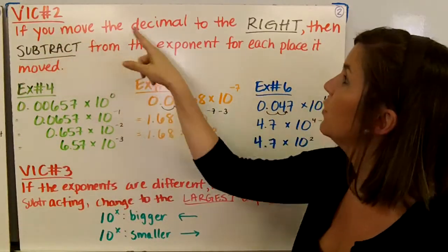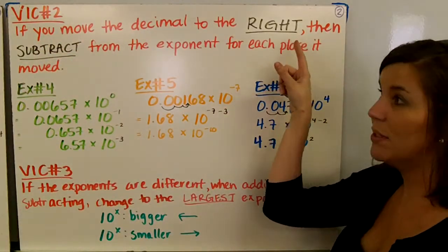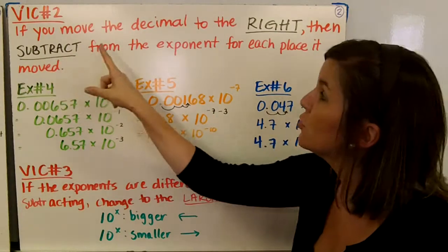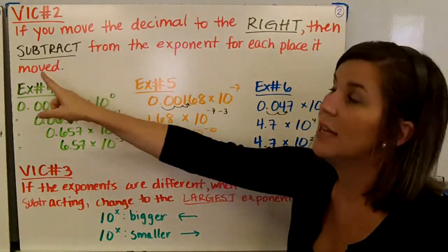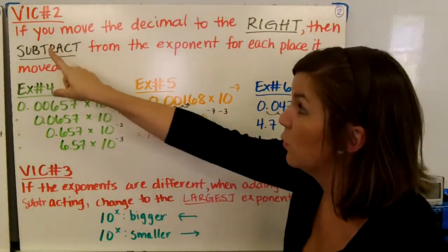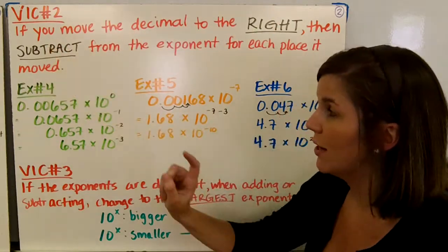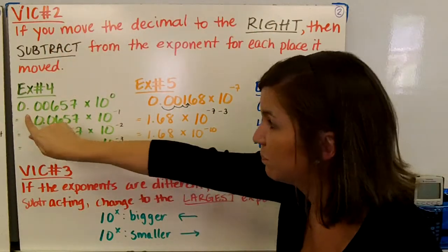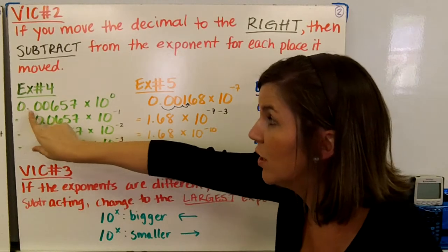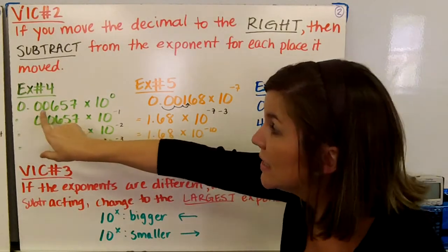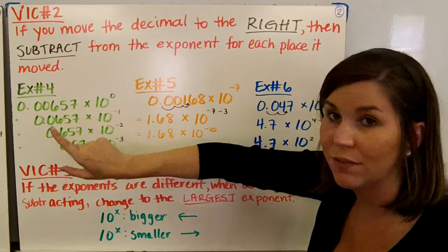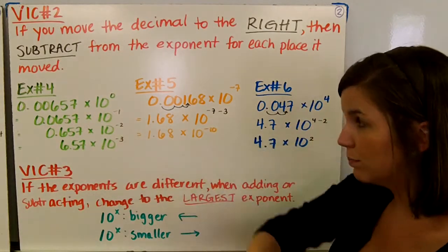Rule number 2: if you move the decimal to the right, so in the opposite direction this time, then subtract from the exponent for each place that is moved. So when we go to the right, we're going to subtract. Example number 4, we have our decimal here, 0.00657 times 10 to the 0 power.